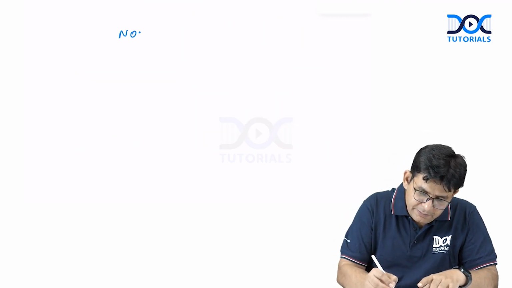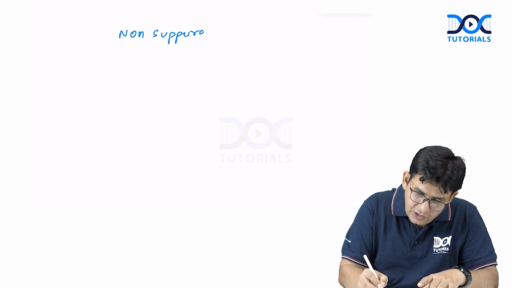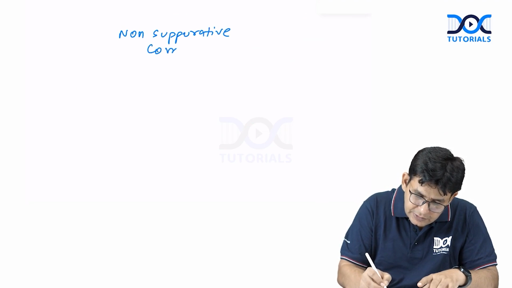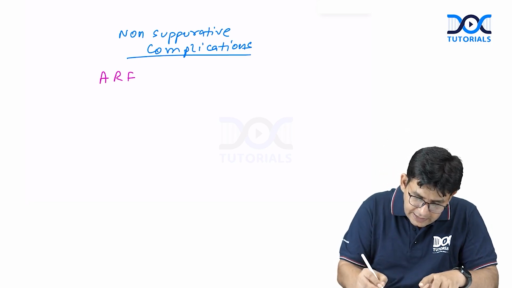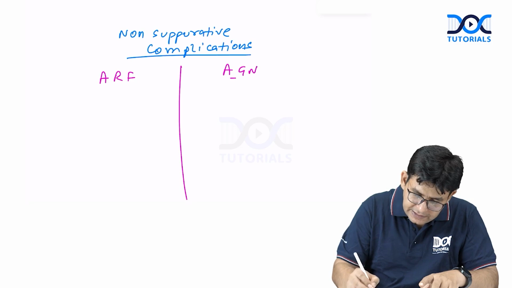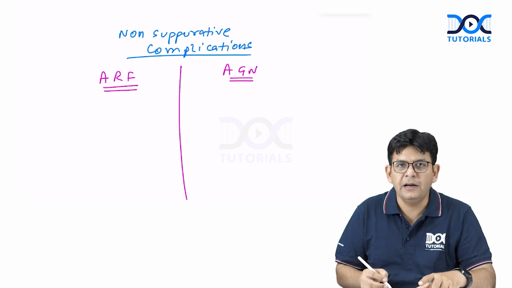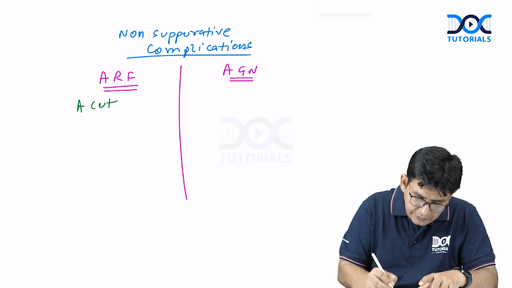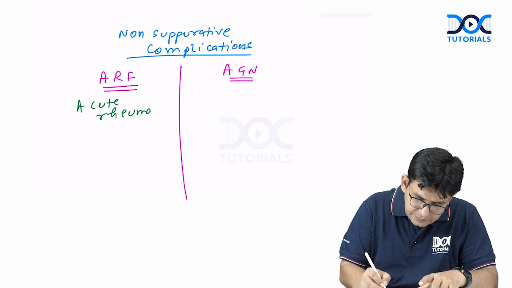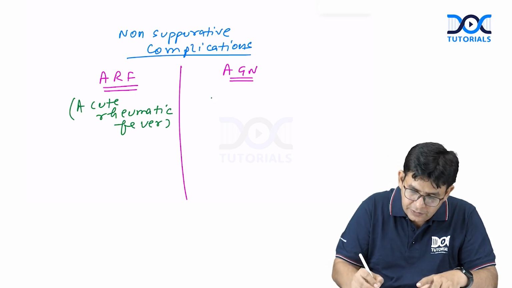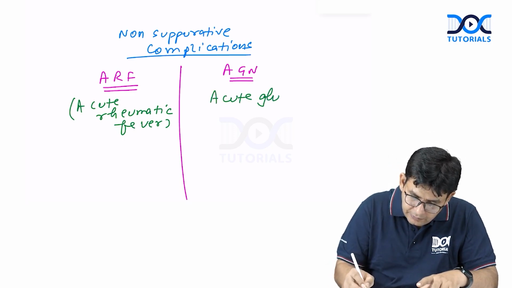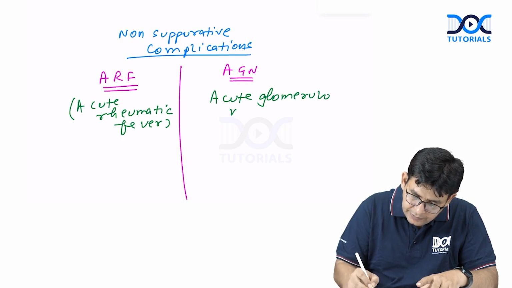Is it fine? Now coming to the non-pyogenic infections. Guys, important is: what are the various non-suppurative complications of Streptococcus pyogenes? That itself is a question. And what is that? ARF and AGN. ARF stands for acute rheumatic fever. AGN stands for acute glomerulonephritis.